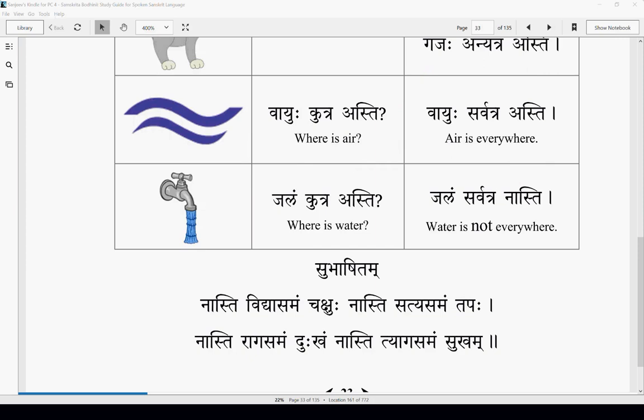Nasti satyasamam tapaha. Tapaha means austerity. Practicing of austerities brings us closest to our true nature or natural essence. There is nothing greater or equal to that truth.